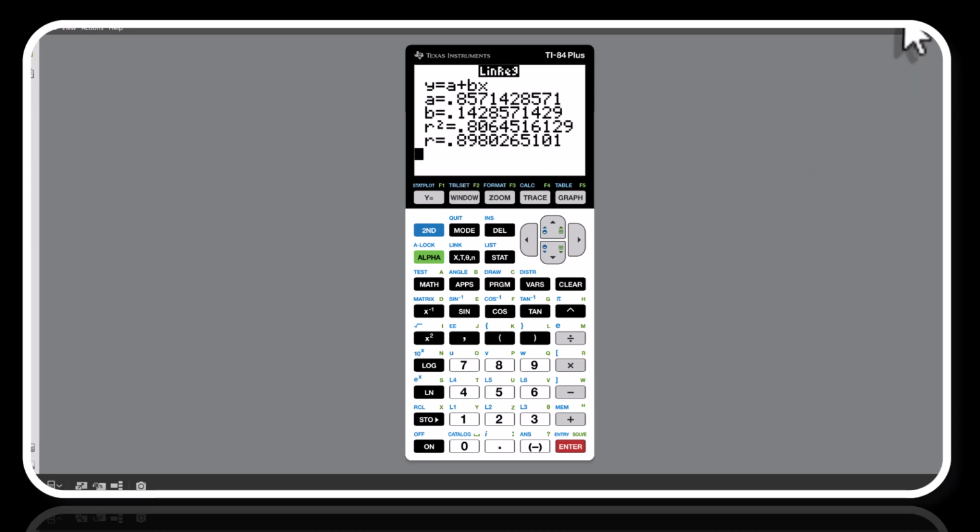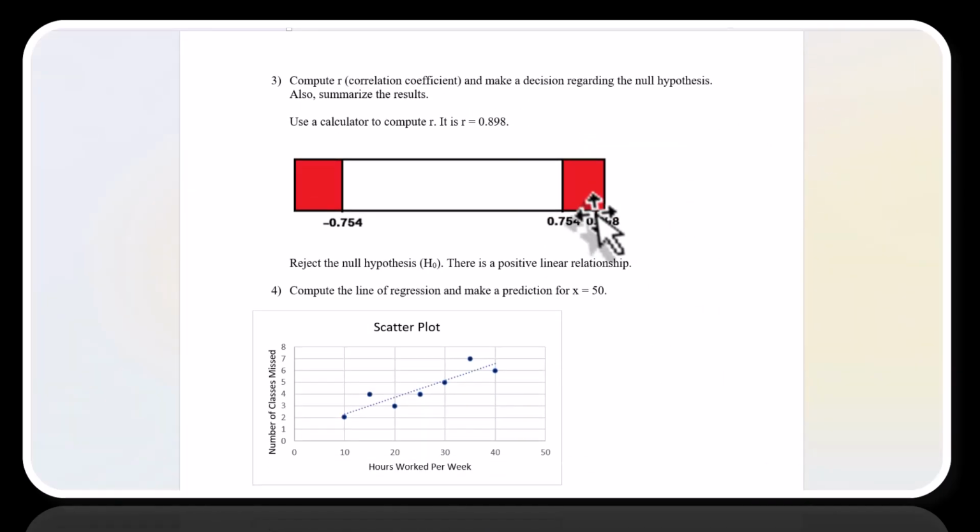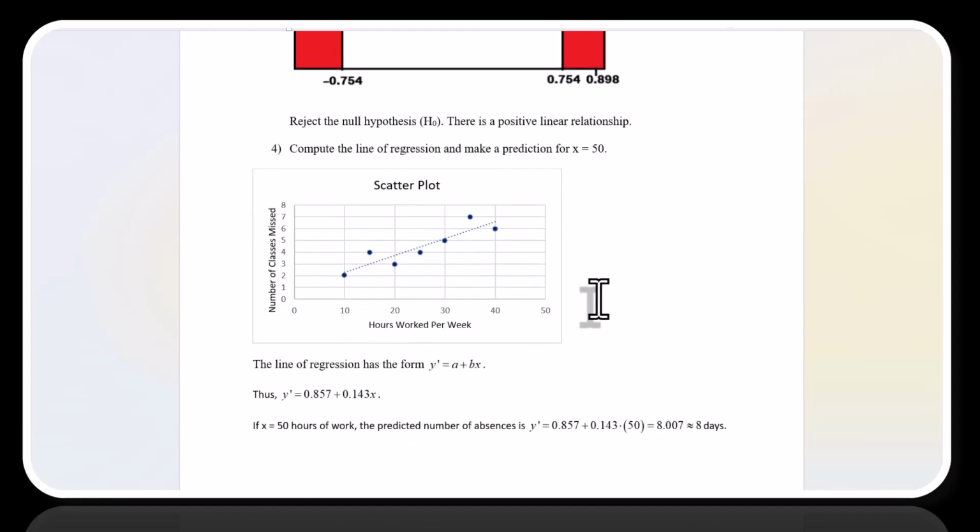R falls in the critical region, so we reject H naught. This means that there is a positive linear relationship. Now, the next part of the problem is to find the line of regression and then use it to make a prediction when a student works 50 hours per week.